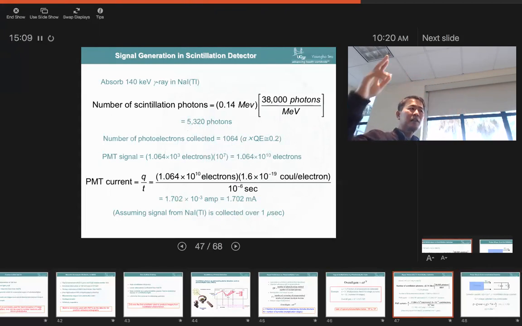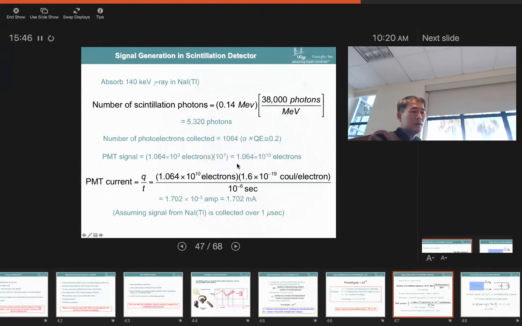Now we do the multiplication steps in the dynode stages. Let's say our PMT has a gain of 10 to the 7th. That's another value I added there from our previous approximate calculation. So at the end of the PMT, the anode side, we have almost 10 to the 10th, the number of electrons there.